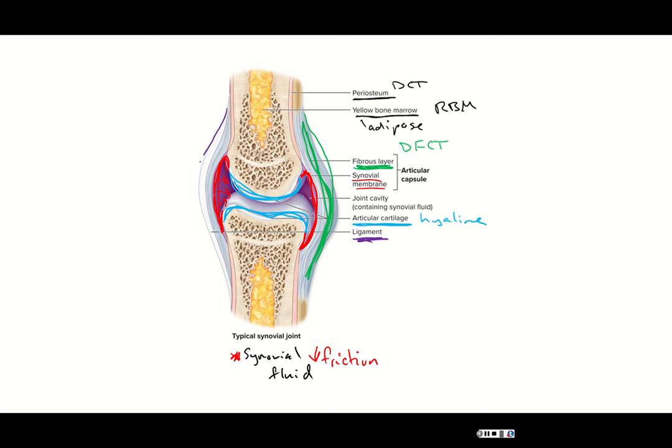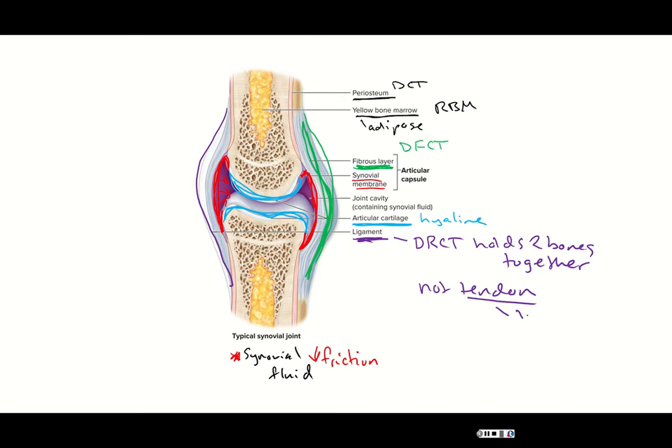So the ligament shown right here is not quite the same thing as that articular capsule. The point of the ligament is it's a type of dense connective tissue. Again, it's actually dense regular connective tissue, and it holds two bones together. So that's its purpose. Please don't confuse it with tendon. Okay, so it's not a tendon. Tendon's purpose is to hold muscle to bone.